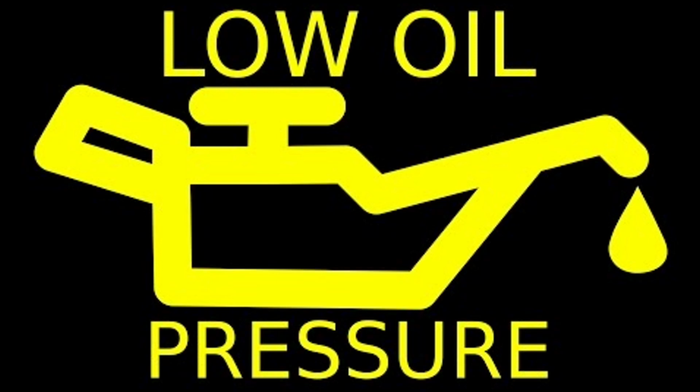So today we're going to talk about what the oil light means. The oil light means three different things. The first one means that you're low on oil. The second one means your oil is dry. The third one means you have an oil leak.